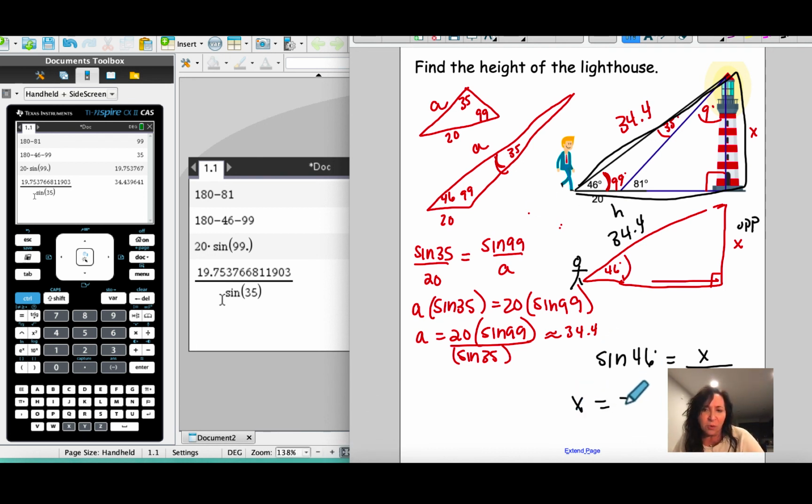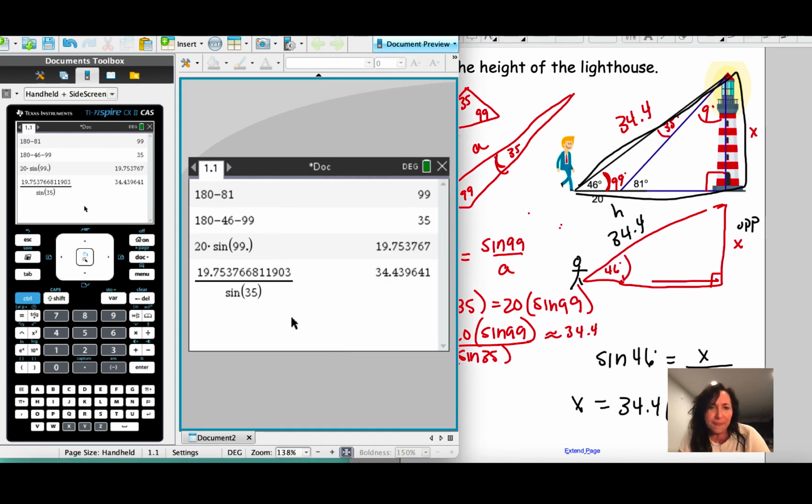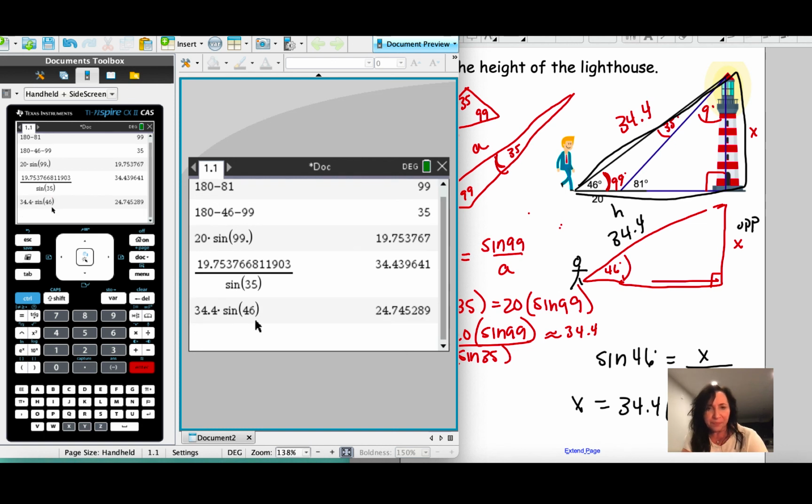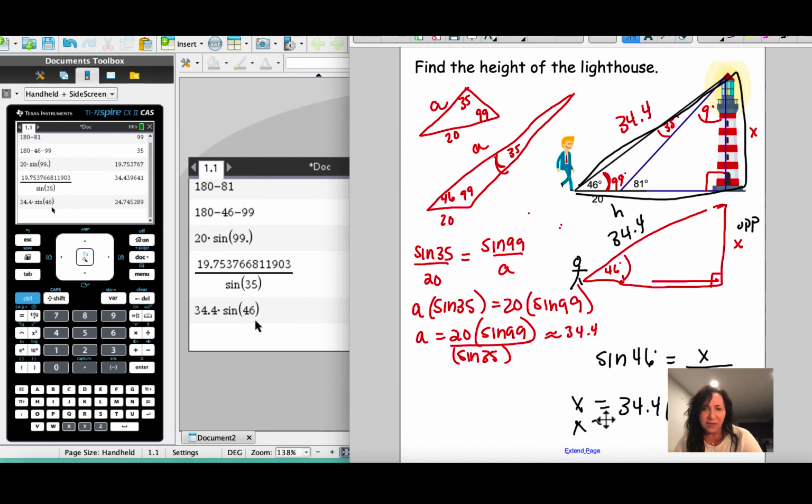Okay, so we're just going to cross multiply. I'm going to get x is equal to 34.4 times sine of 46 degrees. And I'm going to work that out. 34.4 times sine of 46 degrees. And since I already have a decimal here, I don't have to put a decimal point there. I get 24.7. So that means that the height of my lighthouse is about 24.7. We'll call them feet. Okay? All right.